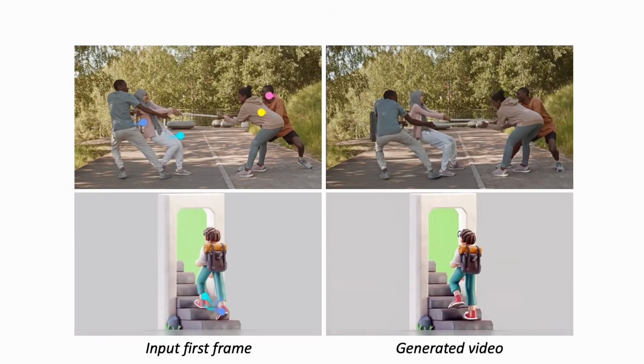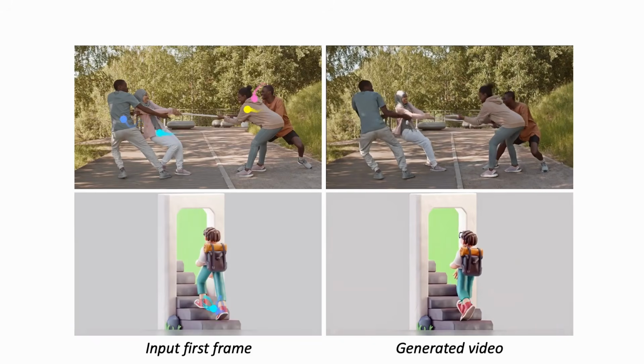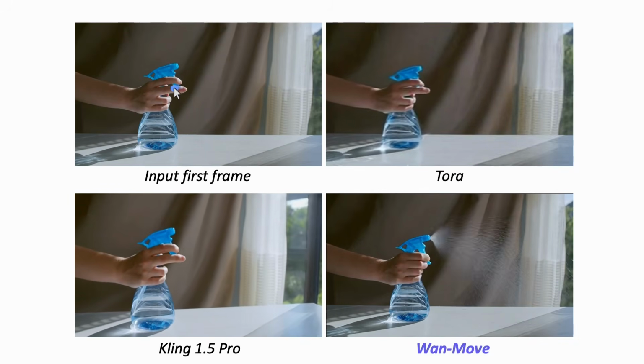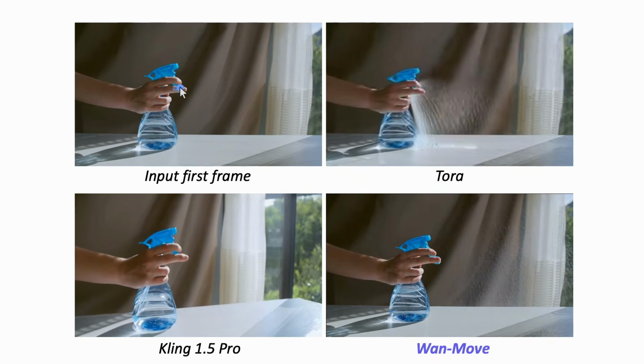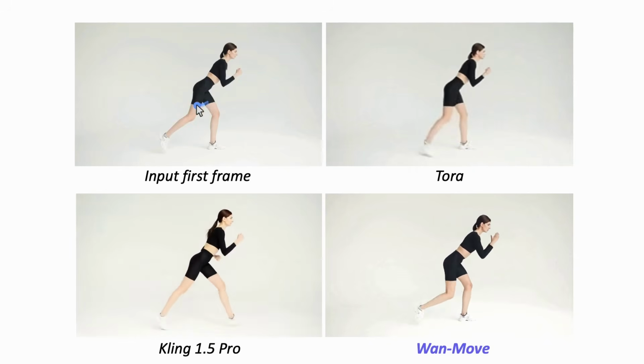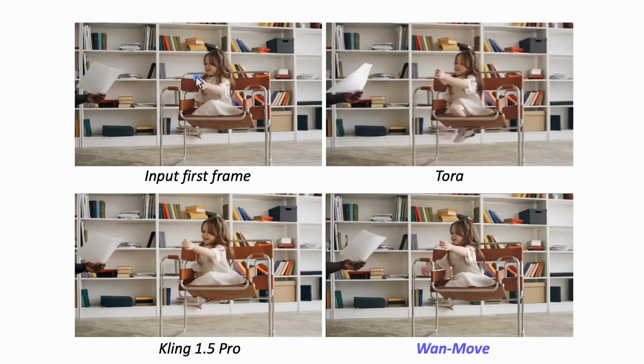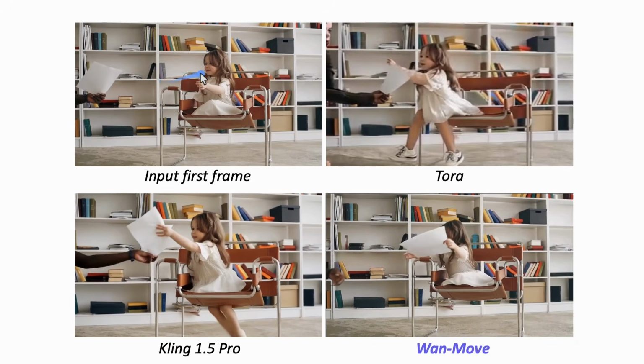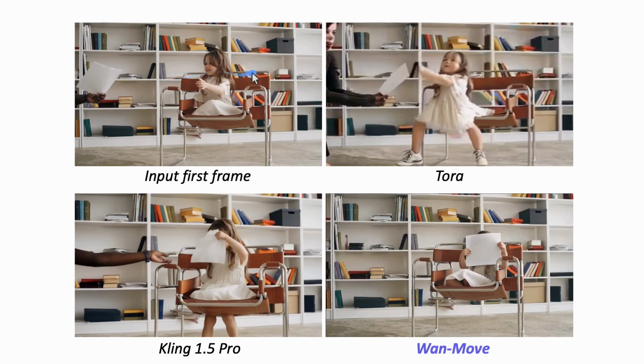At the same time, it also supports the movement of multiple objects. When there are multiple objects in your frame, you can draw the motion trajectory for each individual object, guiding its manner and direction of movement. Additionally, it supports action transfer, 3D object rendering, and even camera animation. Therefore, overall, the functionality of this model is very powerful.